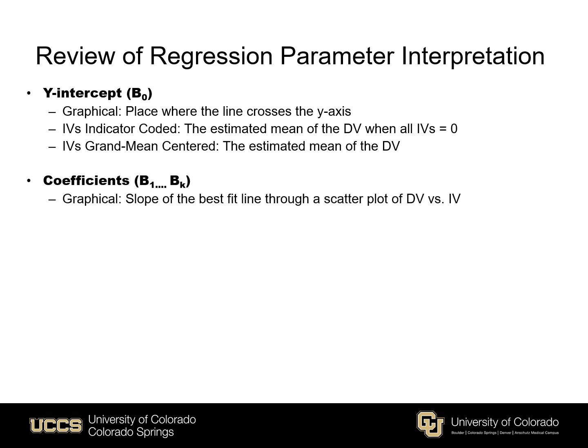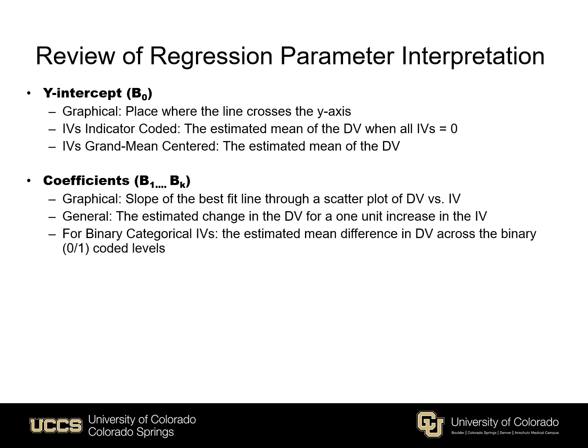As for the coefficients, the graphical interpretation would be that the coefficient is the slope of the best fit line through a scatter plot of the dependent variable versus the independent variable. And in the most general sense, you can also think of it as the estimated change in the dependent variable for a 1 unit increase in the independent variable. And then there are special cases where we want to interpret coefficients. So for example, if we're dealing with binary categorical independent variables, the coefficient is interpreted as the estimated mean difference in the dependent variable across the binary coded levels 0 or 1.